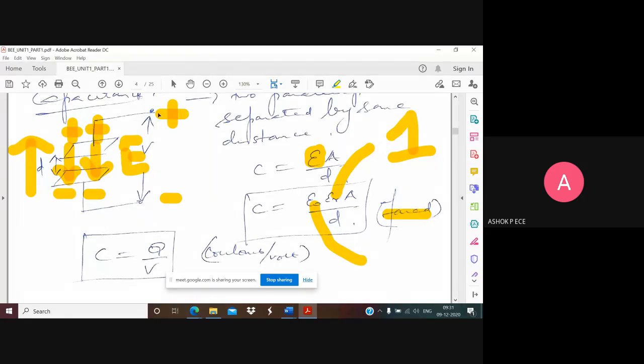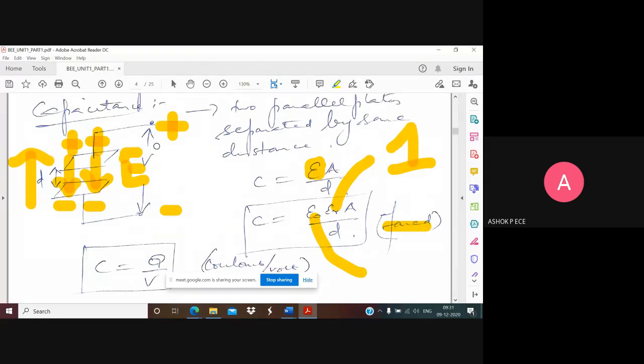I have explained this with DC. If you are going to place an AC voltage source here, this will be positive and negative for one half cycle, and for the other half cycle, this will become positive and this will become negative. So the electric field direction will be changing periodically. For the positive half cycle, the electric field will be flowing this way. For the negative half cycle, the electric field direction will be like this. So it keeps on changing.